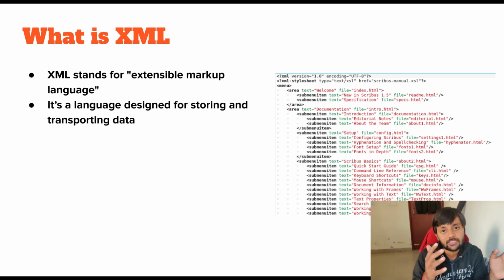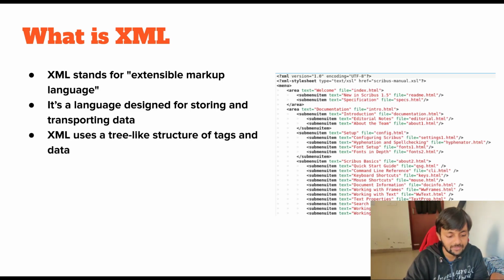Earlier, when there was no JSON, it was used to transport data. You can see that there's a tree-like structure of tags and data, similar to what we see in HTML. The obvious advantage of JSON over this is that JSON is a lot more concise than XML. That's the very clear advantage, and that's why JSON is preferred over XML: JSON takes a lot fewer bytes to transfer the data.